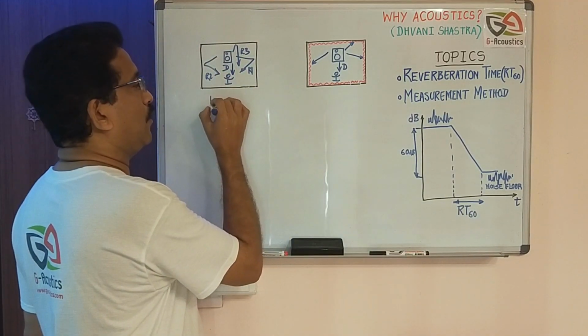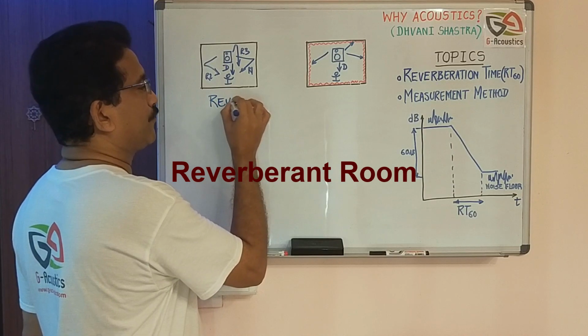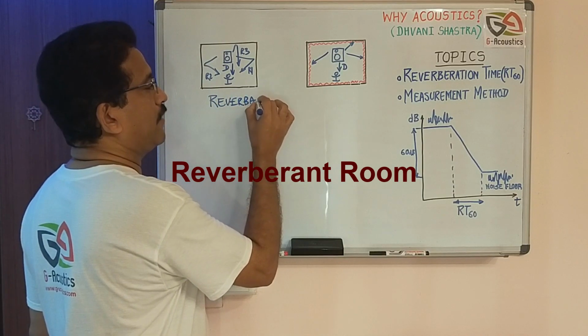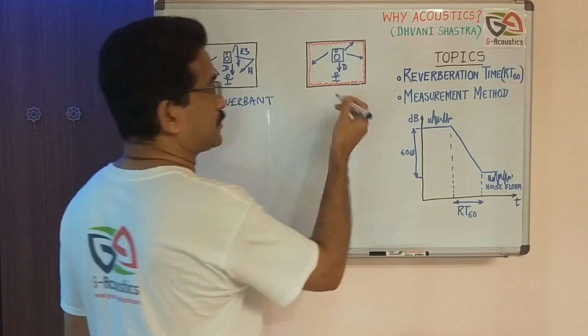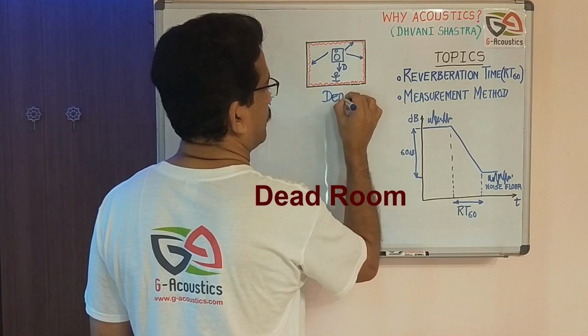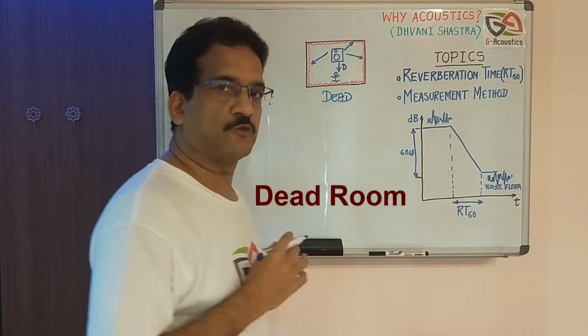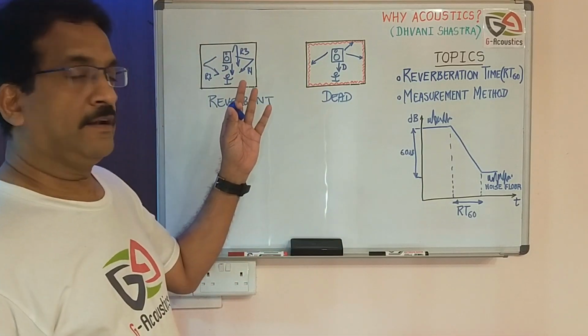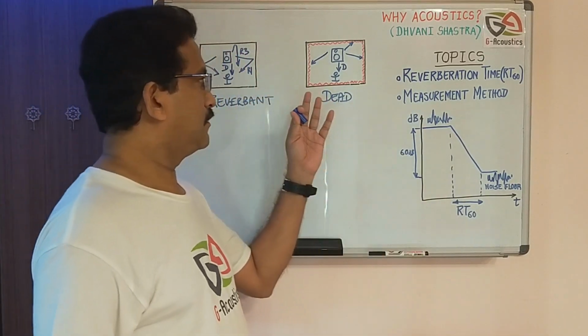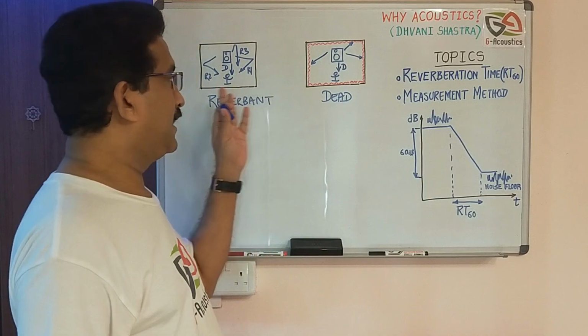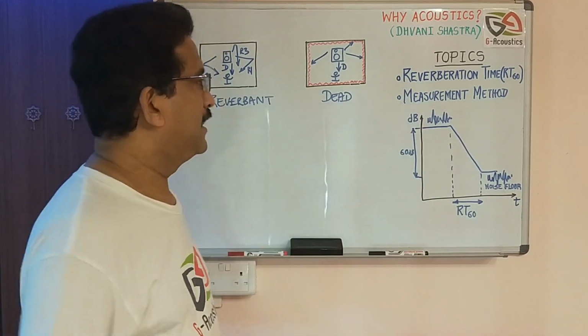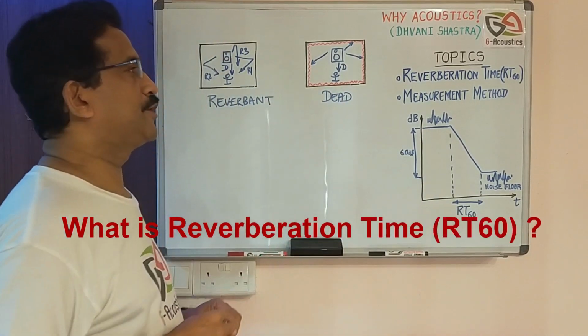So these are two extreme conditions. One we call a reverberant room, or echoey room. The other we call a dead room. Now, which is the right type of room? Neither this nor this. Now, what is reverberation time?